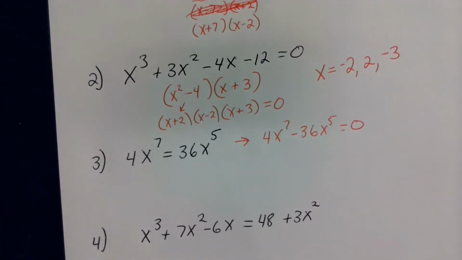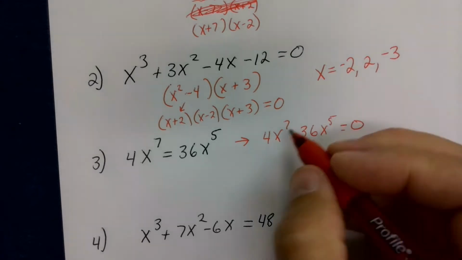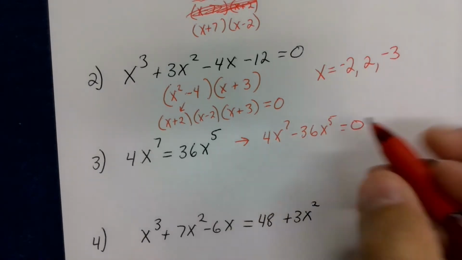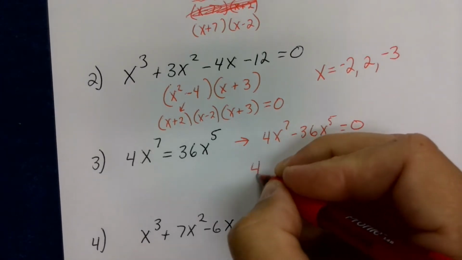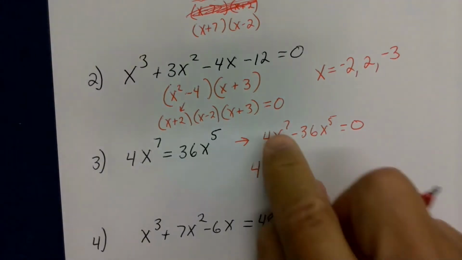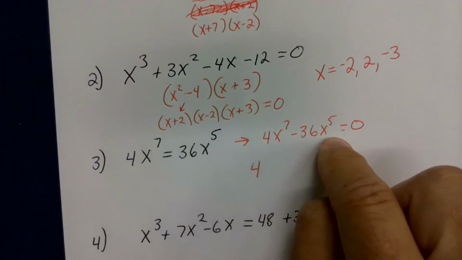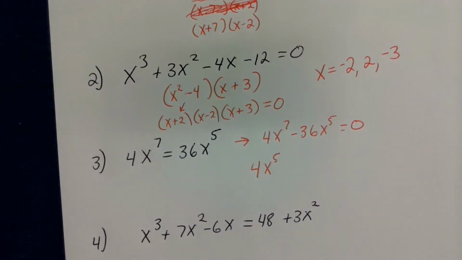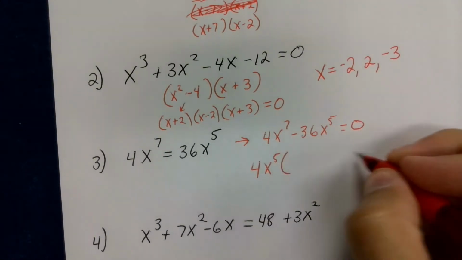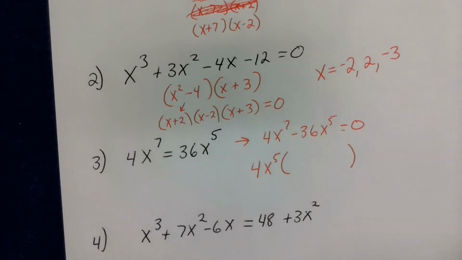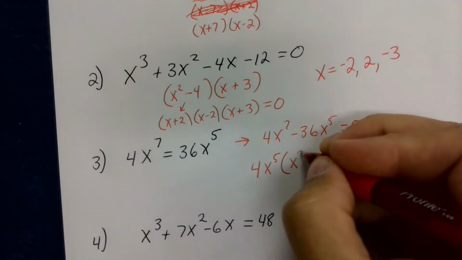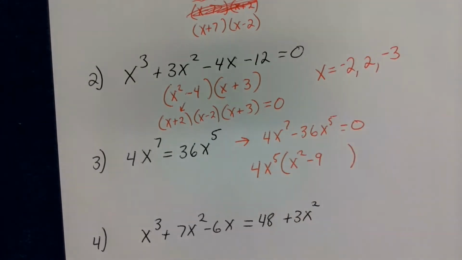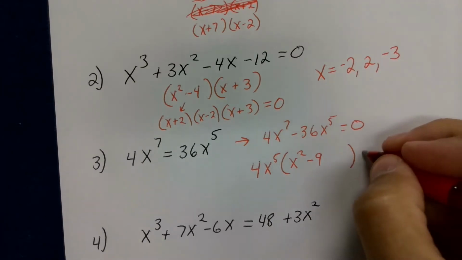Now, it looks kind of sketchy too, but maybe I can pull something out. So 4 goes into 4, and 4 also goes into 36. So that means I can pull a 4 out. This has 7 x's, this has 5 x's, so there's at least an x to the fifth common between these two things. So I pull out a 4x to the fifth, that's my greatest common factor, and I'm left with x squared minus 9.